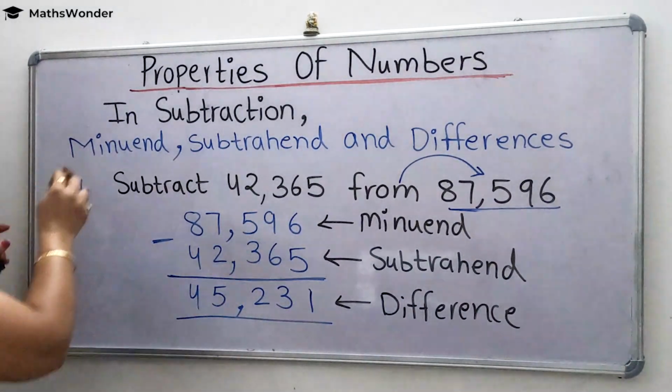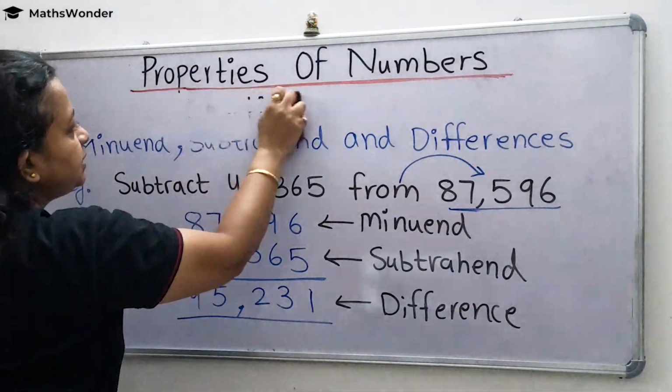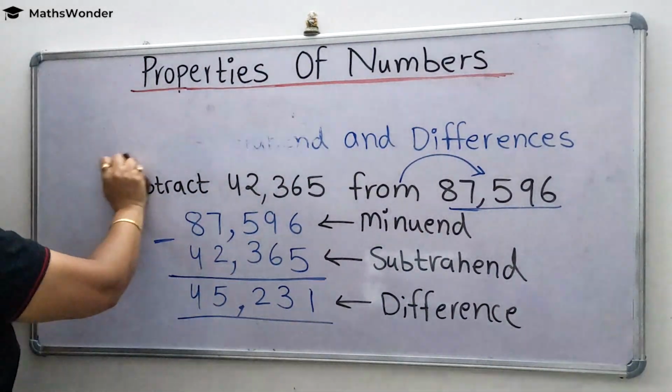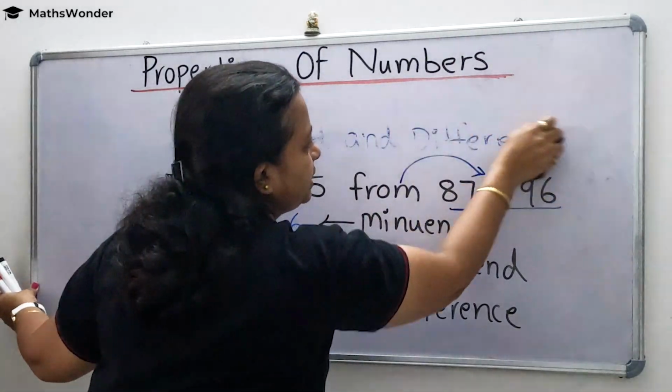Now write down the properties of subtraction. In subtraction we do not have many properties, it's very simple.